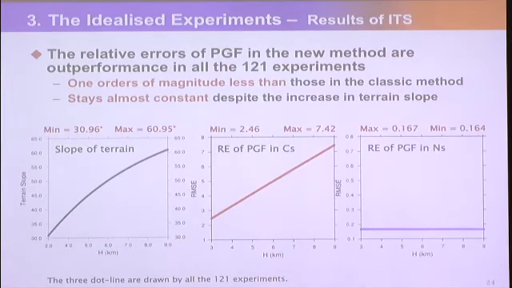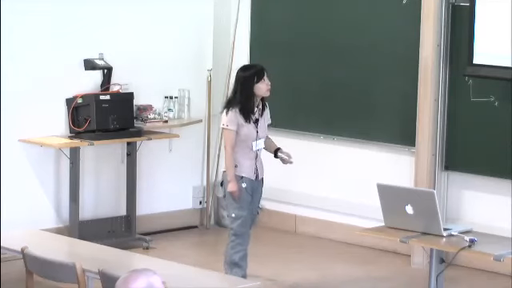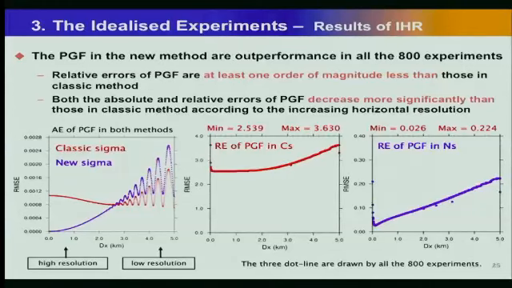The middle one, we can see that in the classic method, the relative error increases with the increased terrain slope. However, the relative error of PGF in the new method almost keeps the same as the terrain slope increases. Finally, we see the results of the increasing horizontal resolution experiments.